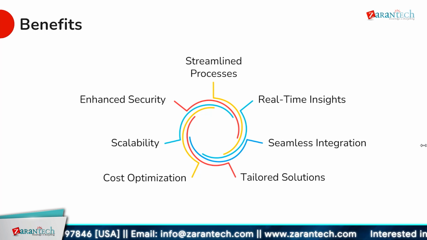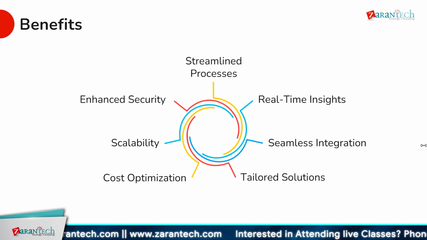SAP MM provides real-time insights into material management, which enables organizations to monitor inventory levels, track purchase orders, and analyze supplier performance. It enables seamless integration with other SAP modules, which ensures data consistency and enables end-to-end business processes. SAP MM supports tailored solutions, allowing organizations to configure the system based on their specific requirements and business processes. It helps optimize cost by providing visibility into spending, enabling better negotiation with the suppliers, and reducing inventory carrying cost.